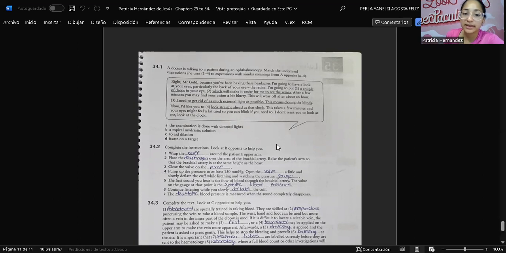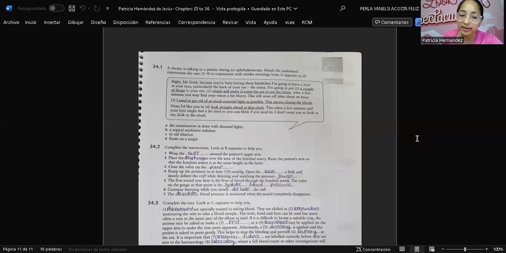Okay, the examination is done with dim lights. That's number 3. I need to get rid of as much external light as possible. This means closing the blinds. The B is a topical mydriatic solution. That's number 1. A couple of drops in your eye.